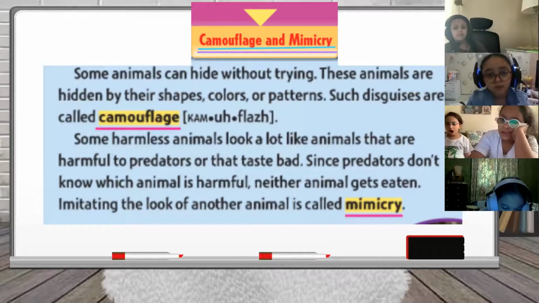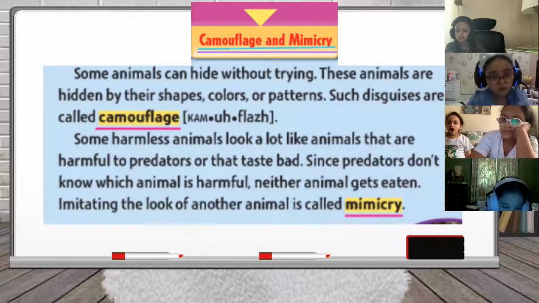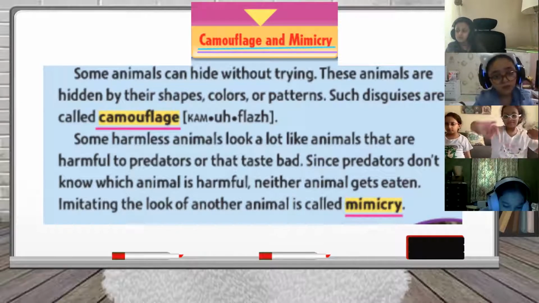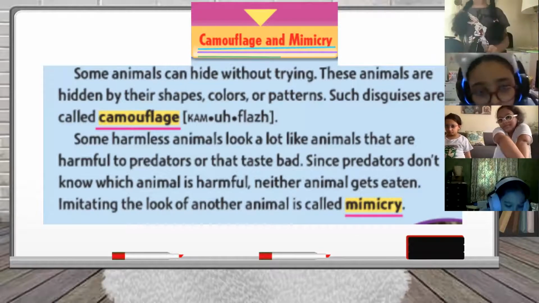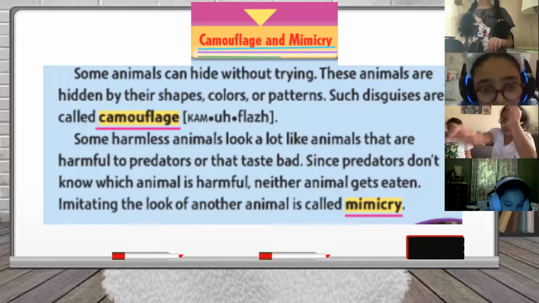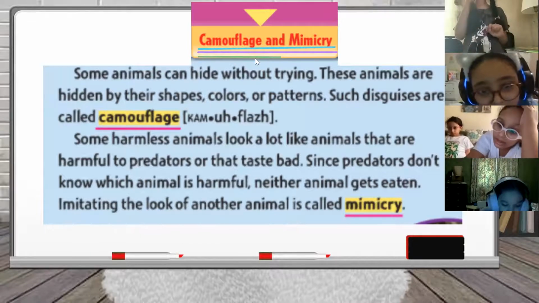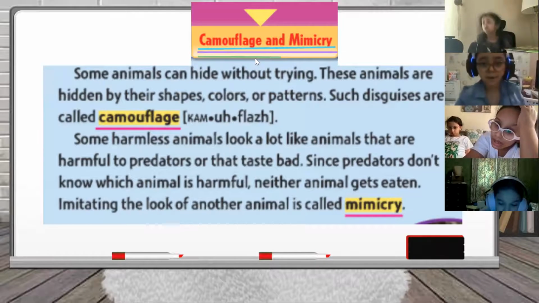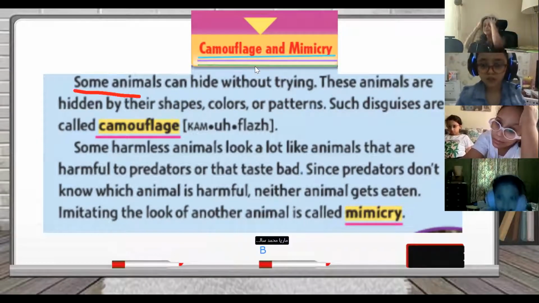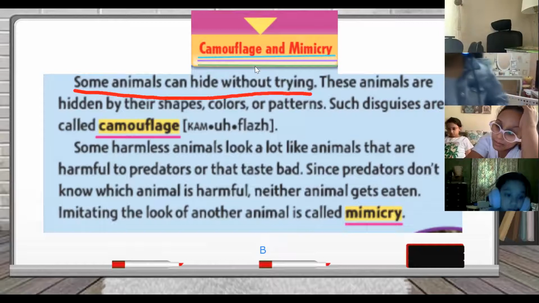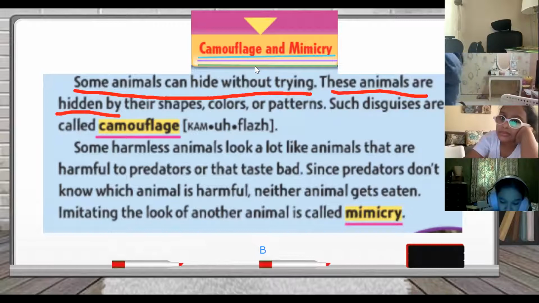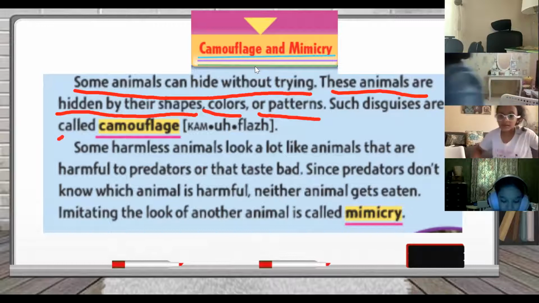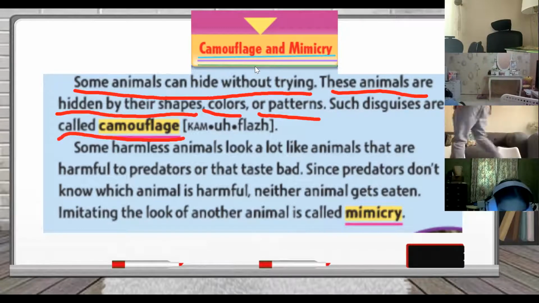So if the tiger is hiding, using camouflage to hide, then the prey cannot see it and it can find food. So we can define the word camouflage. Now let's underline together. Shall we do that, please? Some animals can hide without trying. These animals are hidden by their shape, colors, or patterns. So this is called camouflage.